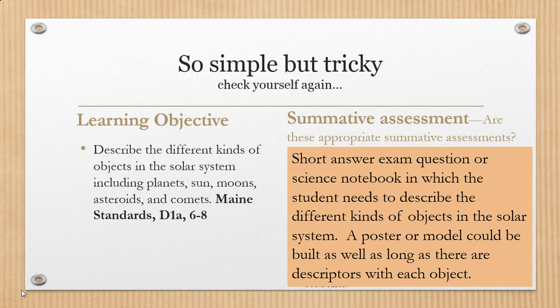So what could you do? Well, a short answer exam question or a science notebook in which the student needs to describe the different kinds of objects in the solar system would be appropriate. Or a poster or a model could be built as well, as long as there are descriptors with each object, because it's talking about describing the different kinds of objects. Okay? So I hope this makes it clear, because it does seem so simple, but I think it's one of the hardest things to get teachers to really match their learning objectives with a summative assessment.